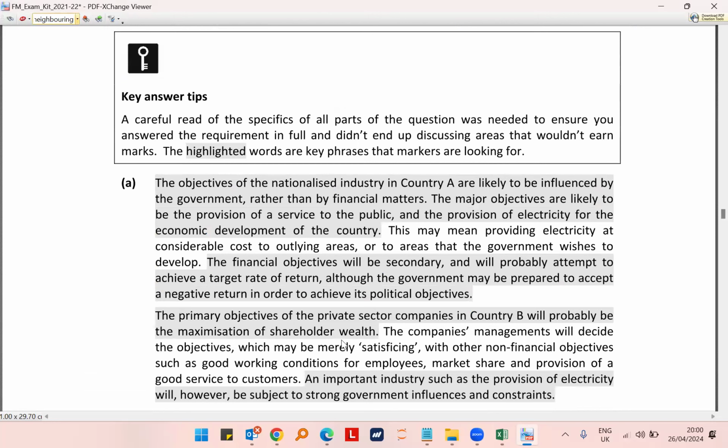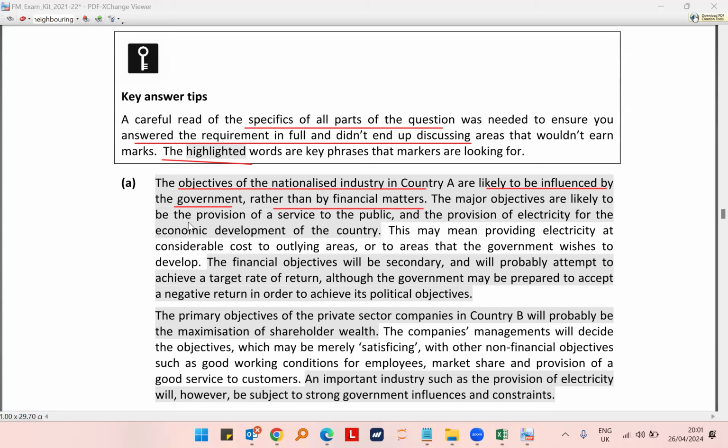They are saying here that you have to carefully read, so that you identify what you're going to have to answer, so that you answer the requirement in full and not just end up discussing areas that won't earn marks. So again, they are telling you what is highlighted is what is most important. So the first question was to deal with the different objectives and how they are set. So you say that the objectives of the industry, which is nationalized, are going to be set by government other than by the financial matters.